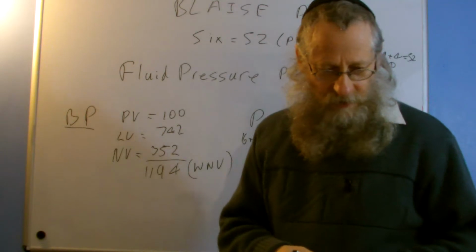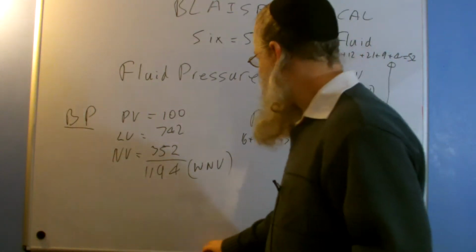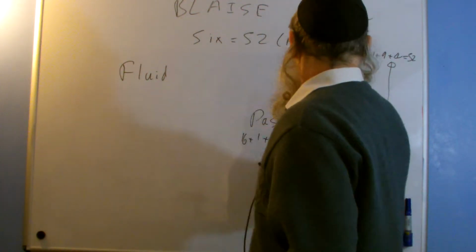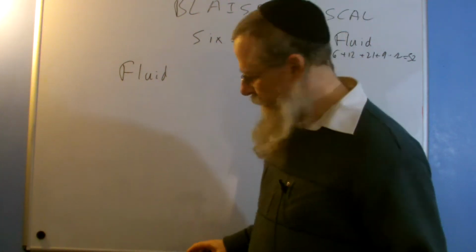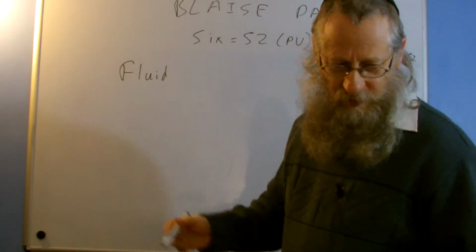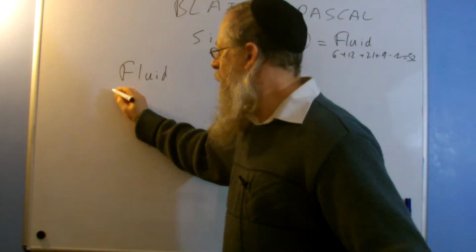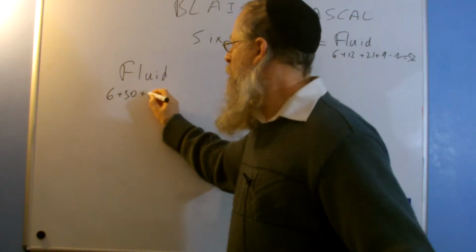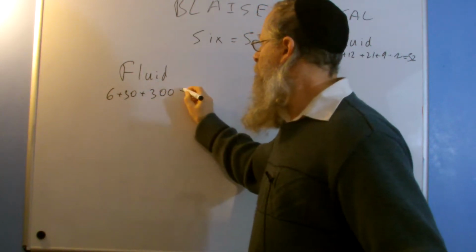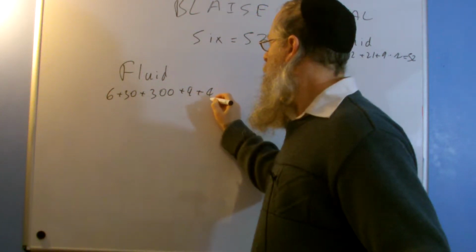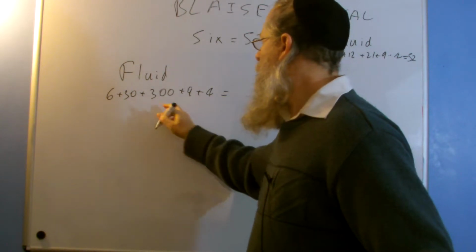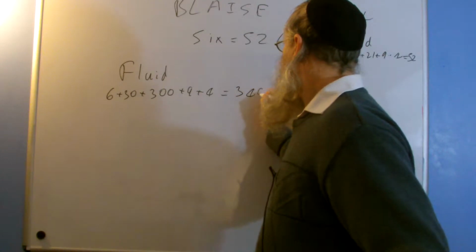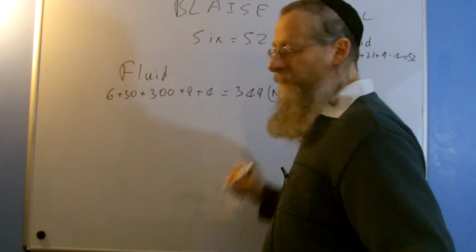Okay, one more with that fluid before we move on. So we have another connection. We have fluid with the normal value of 6 plus 30, L is 30, U is 300, I is 9, and D is 4. Add that together, get 330, 349, and that's the normal value, decimal values.